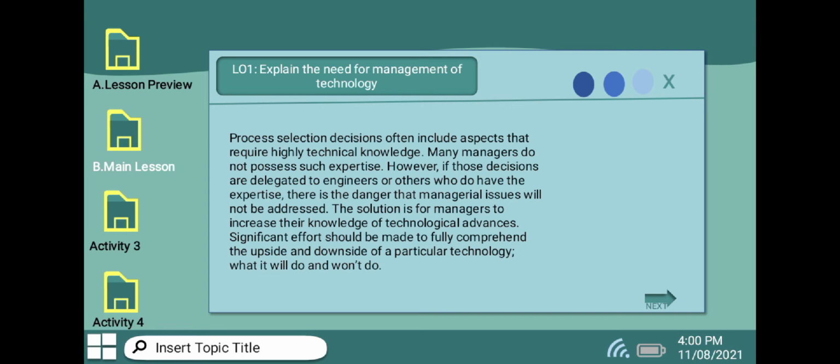The solution is for managers to increase their knowledge of technological advances. Significant effort should be made to fully comprehend the upside and downside of a particular technology, what it will do and won't do. Based sa aking pagkakaintindi, ito raw ang mga desisyon ay pinagkakatiwala sa mga inhinyero o engineer o iba na may dalubhasaan. May mga panganib na hindi matugunan ang mga issue sa pamamahala, kaya ang solusyon ay para sa mga tagapamahala upang madagdagan ang kanilang kaalaman sa mga pagsulong sa technology.